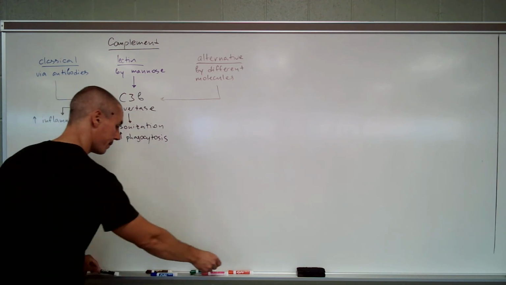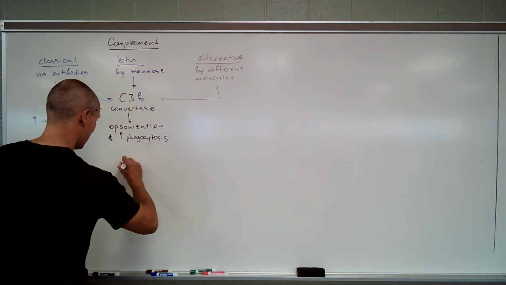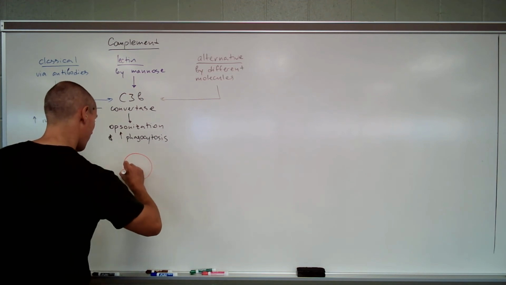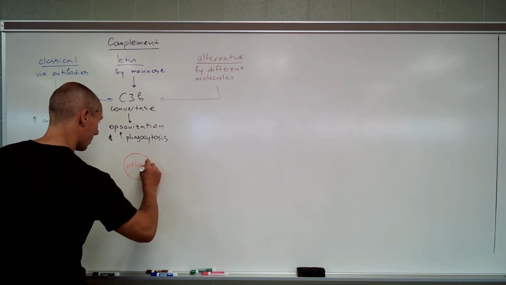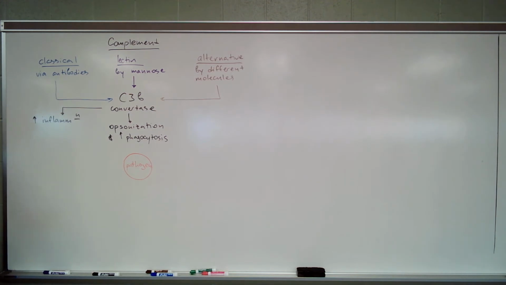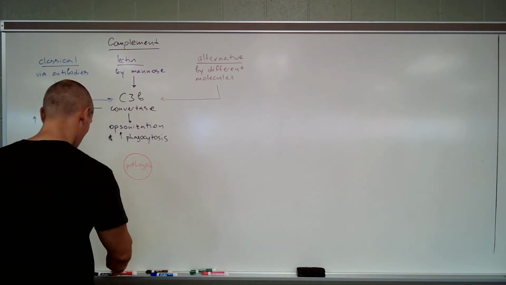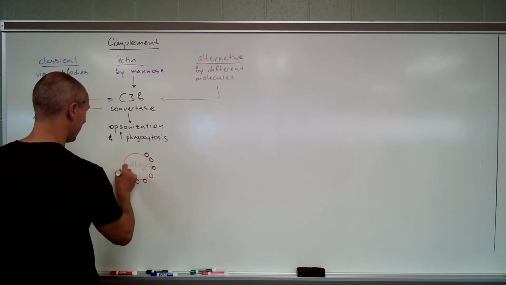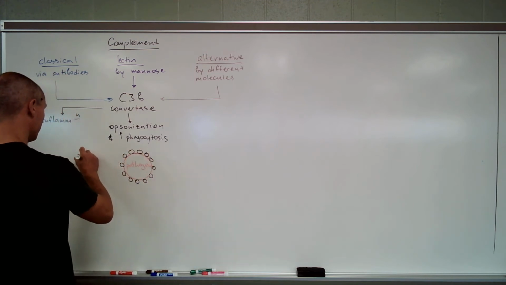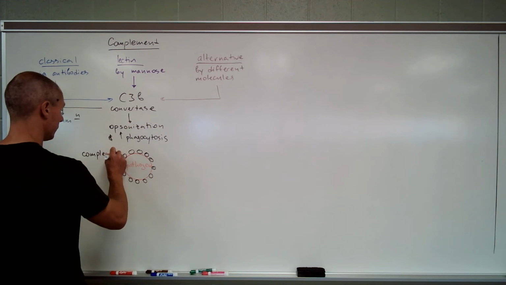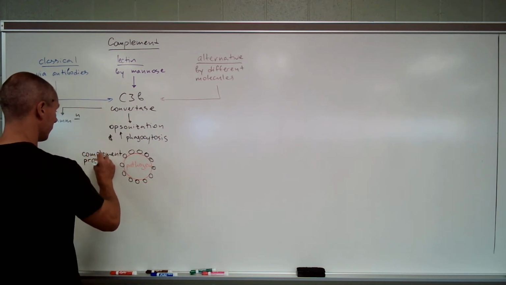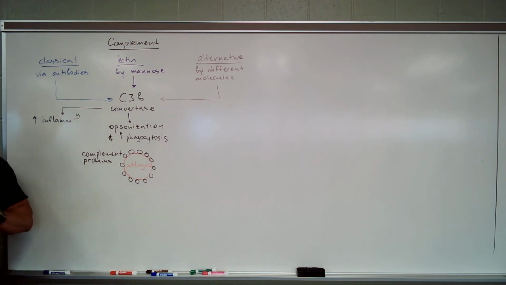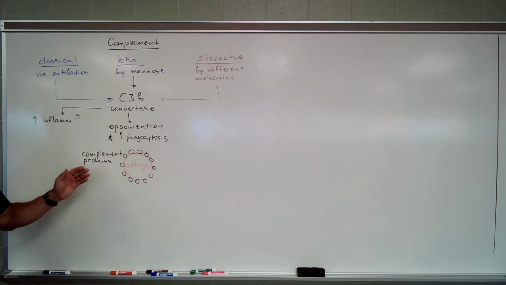So what is opsonization? Imagine that this is the pathogen. We good? These are complement proteins. What do they do? They surround it. Why? Complement proteins make the pathogen more attractive to phagocytes. Does that make sense?